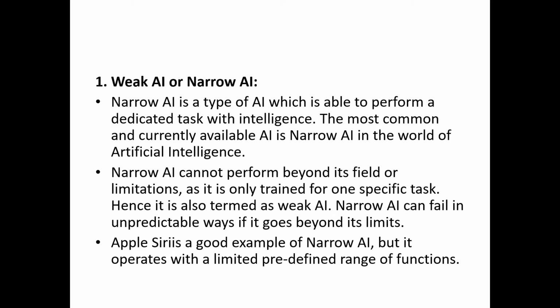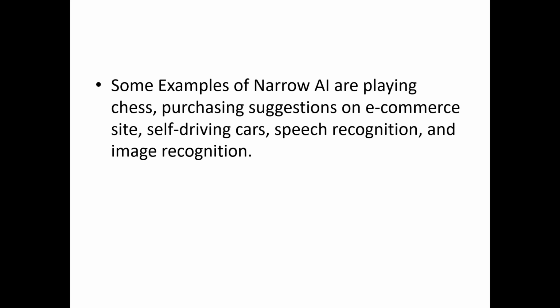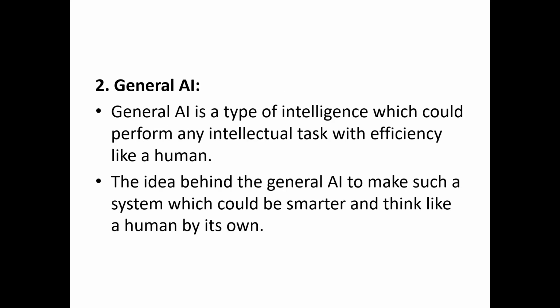For example, Apple Siri is a very good example of narrow AI, but it operates with a limited predefined range of functions. Whatever programming, whatever coding has been done in Apple Siri, it can perform only those operations. Whatever intelligence we find till now is narrow artificial intelligence. Some examples of narrow AI are playing chess, purchasing suggestions on e-commerce sites, self-driving cars, speech recognition and image recognition.